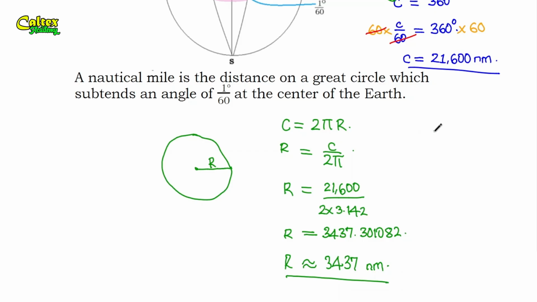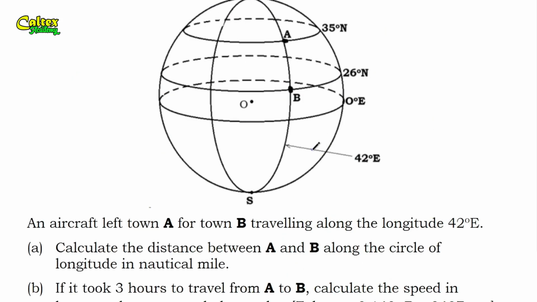I've prepared 2 questions for this video. So let's get example number 1. In our example number 1, we have this diagram of the globe of Earth. Let's read the statement to understand exactly what is happening in the diagram. It says, an aircraft left town A for town B, traveling along the longitude 42 degrees east, and this is the longitude 42 degrees east. You can see it is in this part of the hemisphere. Calculate the distance between A and B along the circle of longitude in nautical miles.